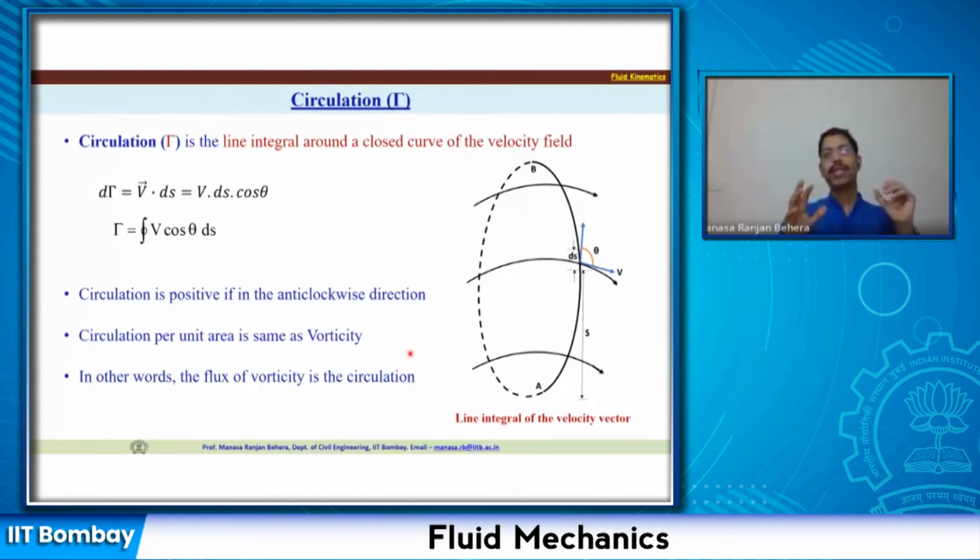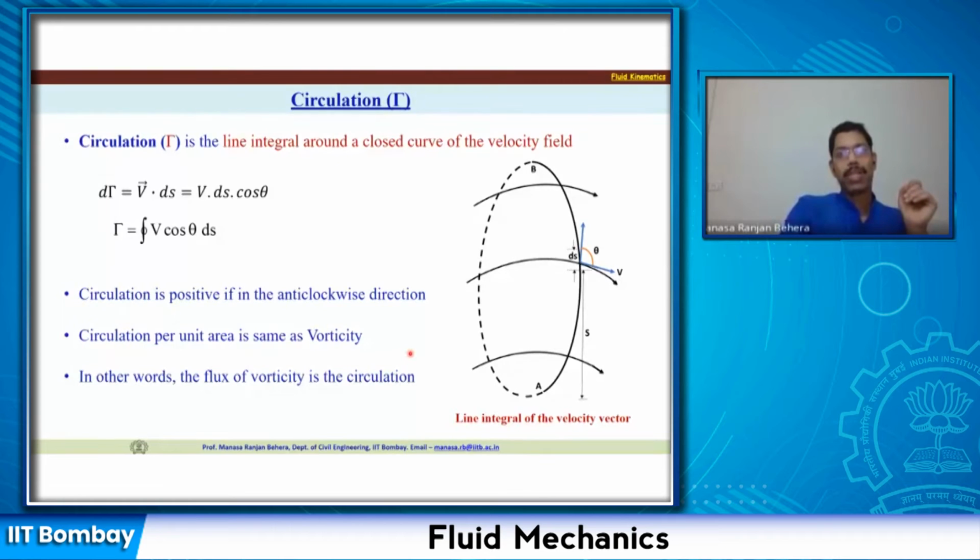Circulation per unit area is called vorticity. So what we have seen, vorticity is nothing but circulation per unit area, or in other words, it is the flux of vorticity which is going to give you the circulation. They are closely related. Once we find the circulation, we can divide by the area, and that will give you the vorticity. Or if you have the vorticity, you can multiply by the area, and that will give you the circulation, and vice versa.